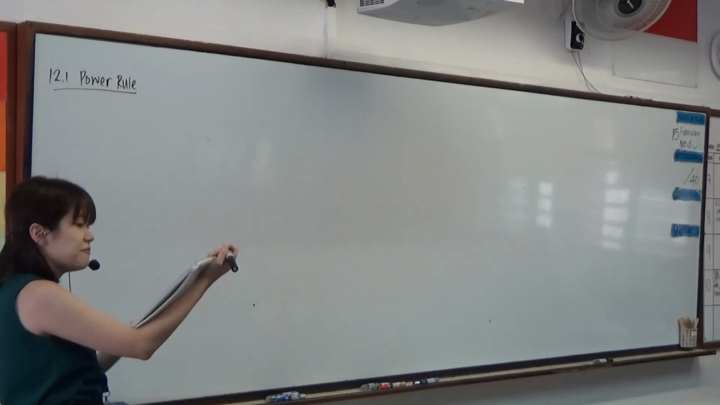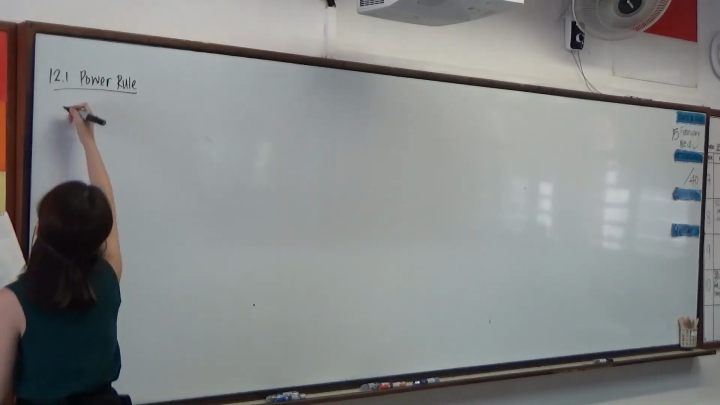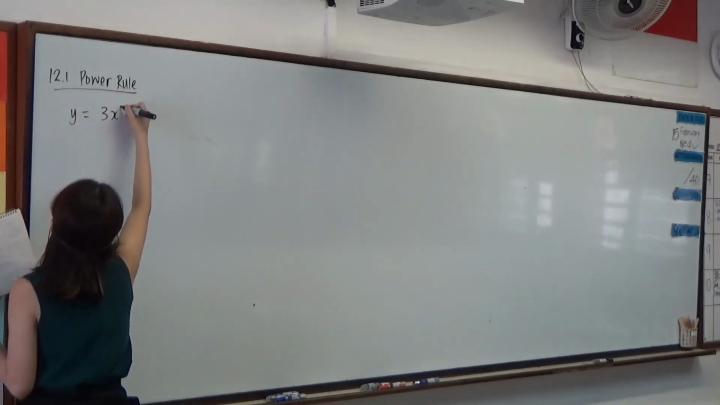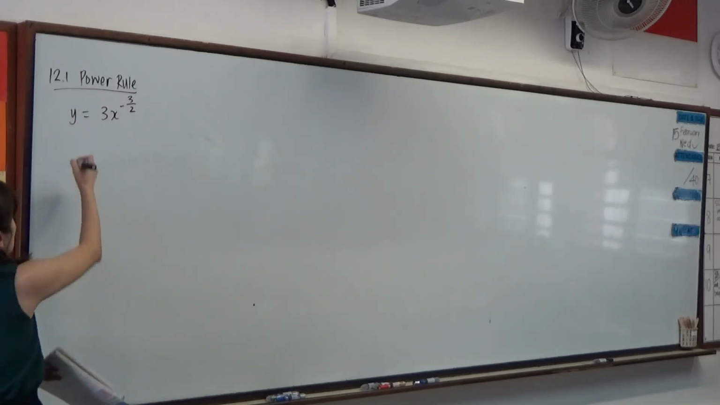Okay, essentially for 12.1 we were looking at the power rule. Just to recap again, if you're given something like y equals 3x to the power of negative 3 over 2, what will dy over dx be?